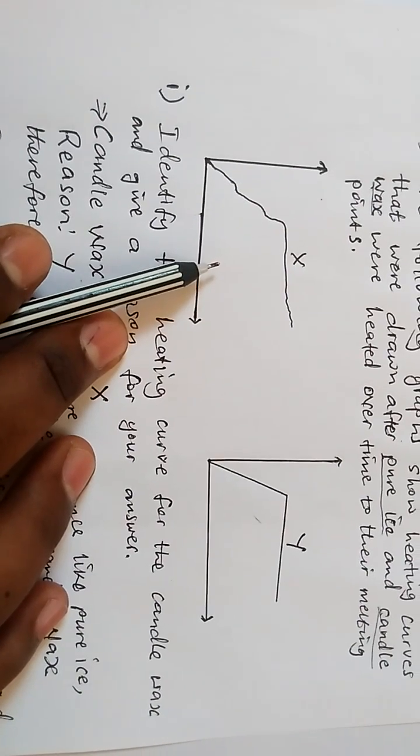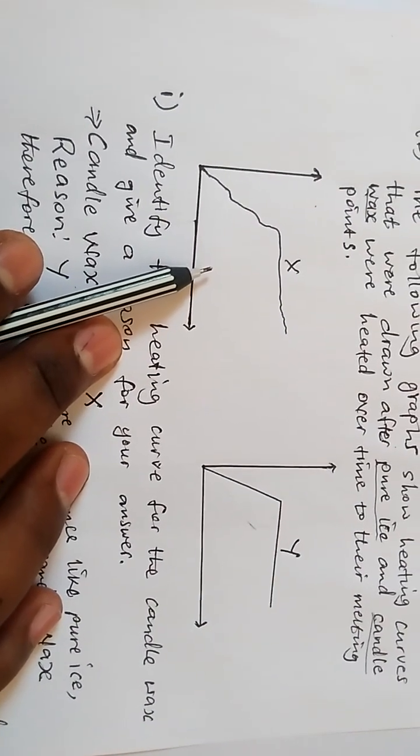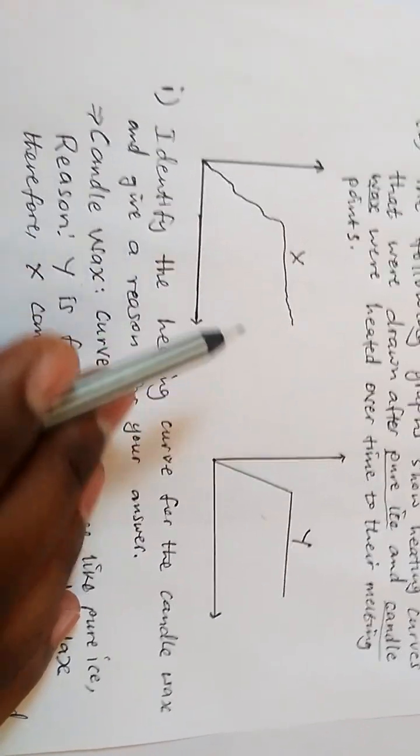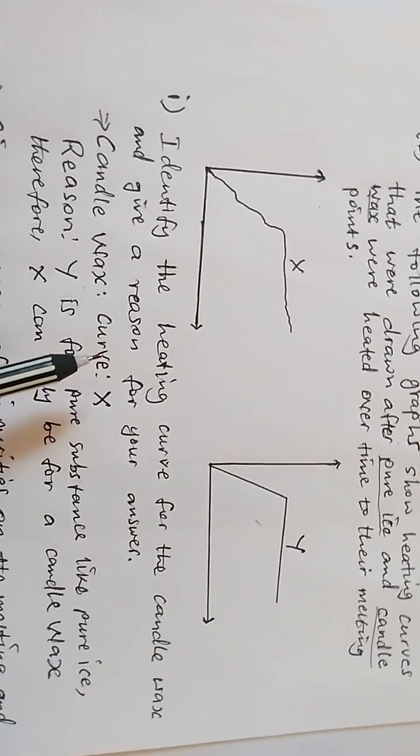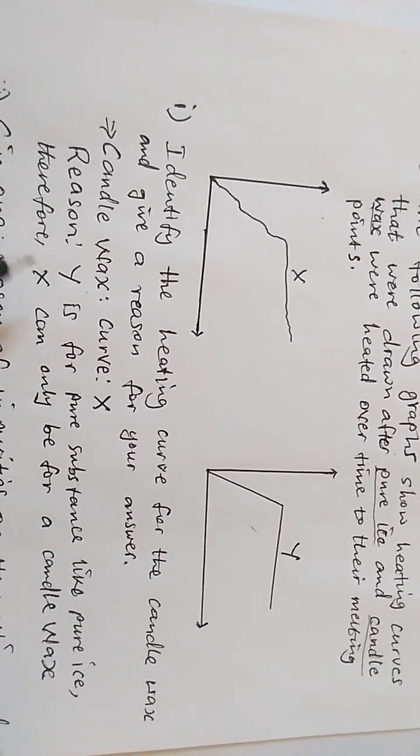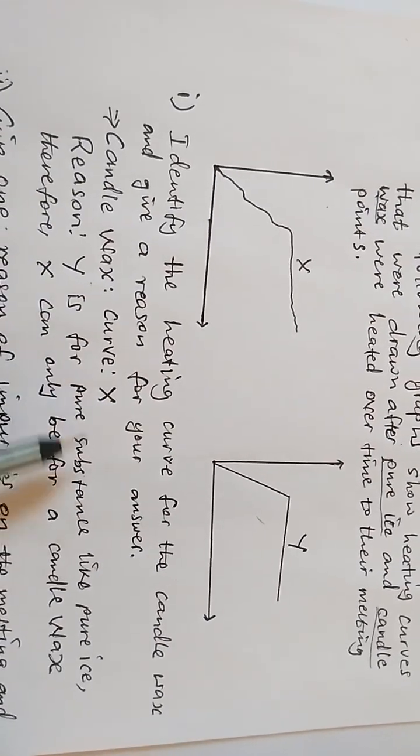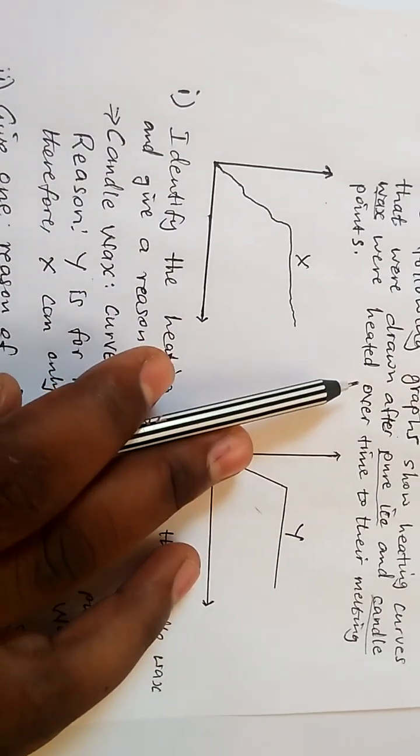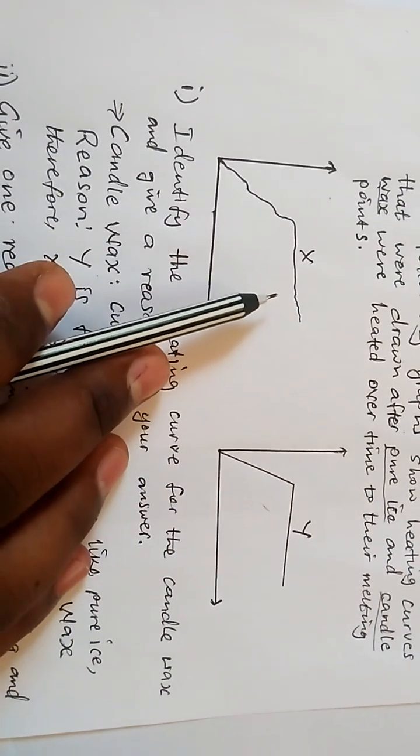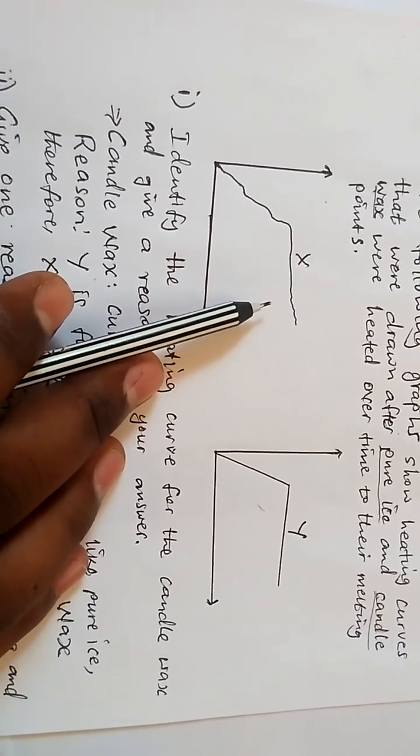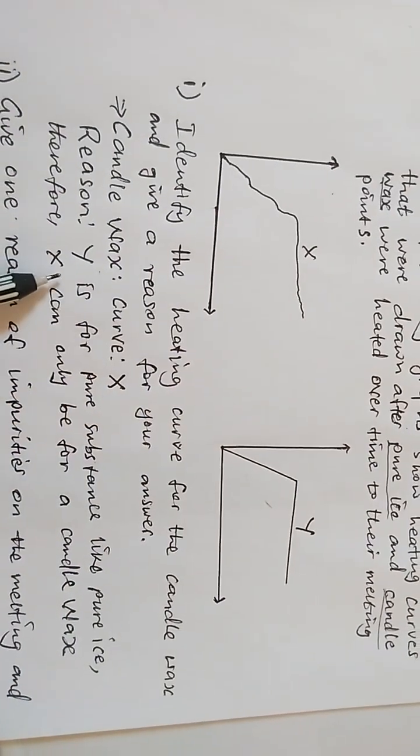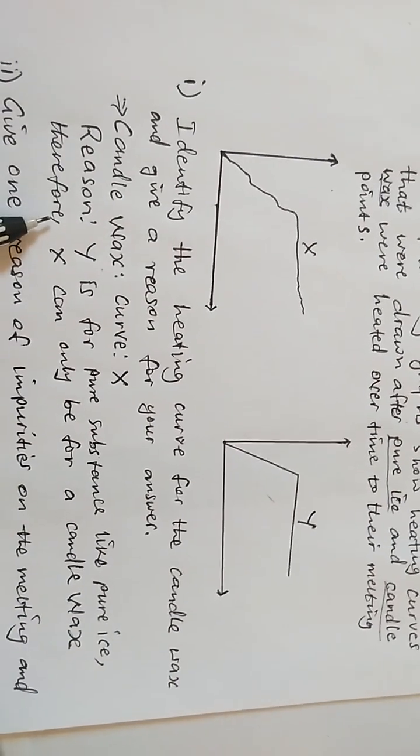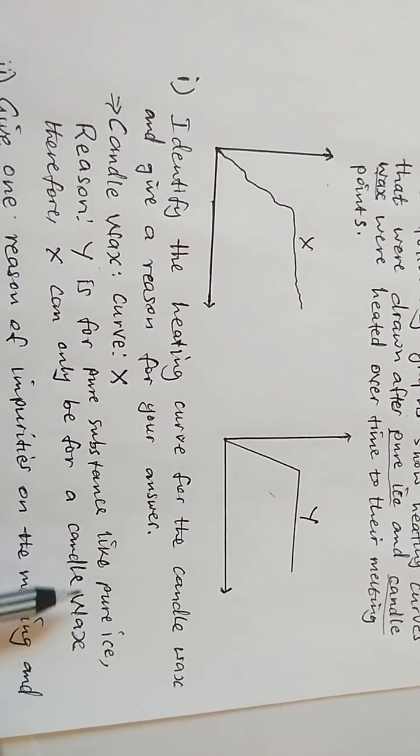Because another person can still guess by saying the graph for the candle wax is X. So you have to give the reason to show that you are very sure of it. The reason is that Y is for a pure substance, like pure ice. Remember, we have pure ice and the candle wax. We are saying that Y is for a pure substance like pure ice. Therefore, X can only be for a candle wax.